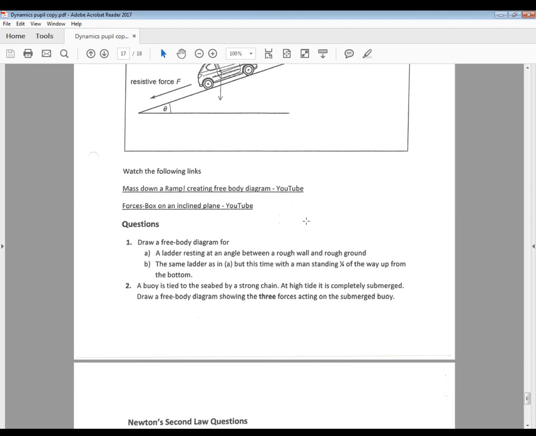A ladder resting between a rough wall and the ground. A buoy tied to a seabed by a strong chain. At high tide, it is completely submerged. Draw a free body diagram showing the three forces acting on the submerged buoy.